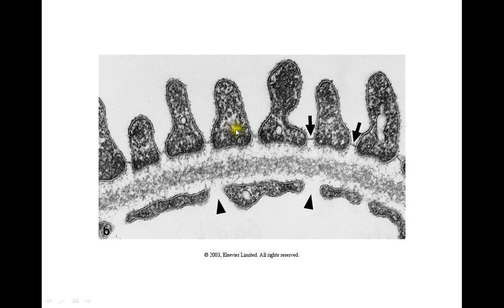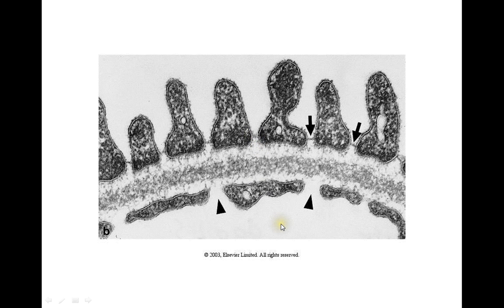These are foot processes, you are familiar with them, foot processes of the podocyte. And between these foot processes, you can see a short distance, a short hole, which is named the slit pore. But this pore is covered by a thin layer known as the slit diaphragm, which is shown by the black arrow.